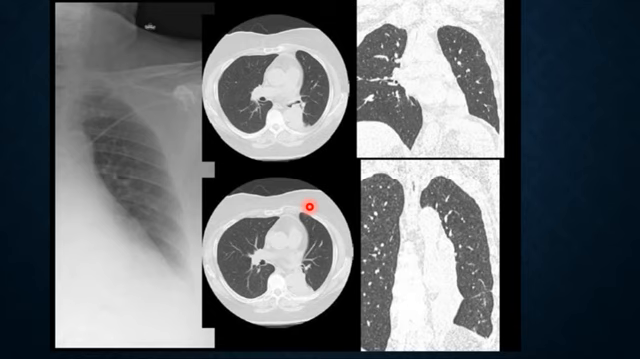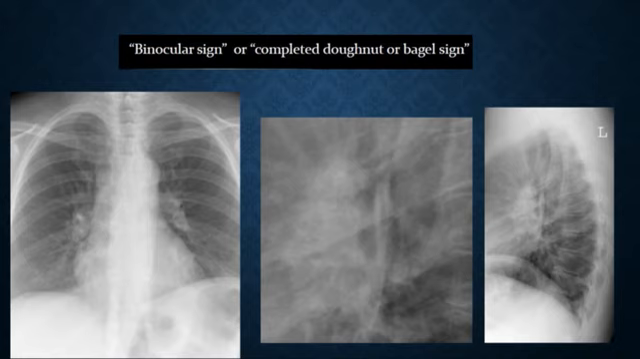Now there is another sign that's a little bit outside of this topic, the binocular sign, or completed donut or bagel sign. What does this mean? You can see these two rounded lucencies here and here on a lateral chest x-ray.